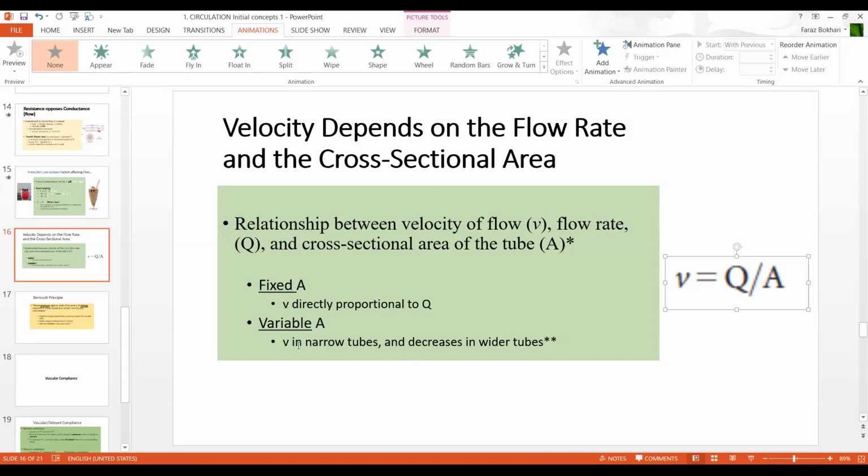Okay, so V in narrow tubes increases. Right? V in narrow tubes increases, but the amount decreases. Okay? And in wider tubes, just as we mentioned, in big tubes, the velocity decreases. This is a very common everyday example. It's really straightforward, but it has very wide, very important implications in clinical medicine. So this is how velocity depends on flow rate and cross-sectional area.